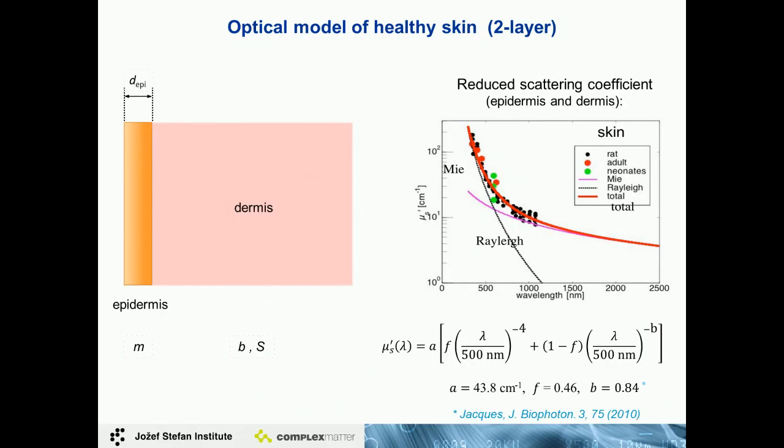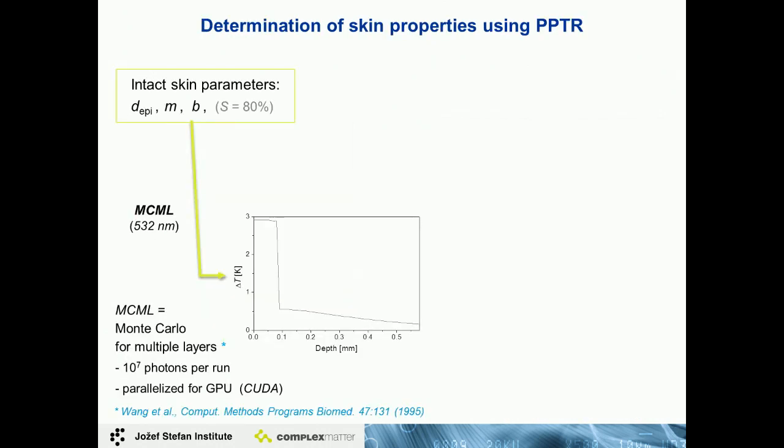For example, a two-layer model in this case, where we have an unknown thickness of the epidermis and the dermis underneath, of course the melanin content, the blood content, oxygenation, and we have to assume some scattering properties, and we take this from Jacques' recent paper, just a combination of Rayleigh and something Mie-like, right? This is known to most in this audience, so I'm not going to bore you with it. So basically, we have four unknowns for this model.